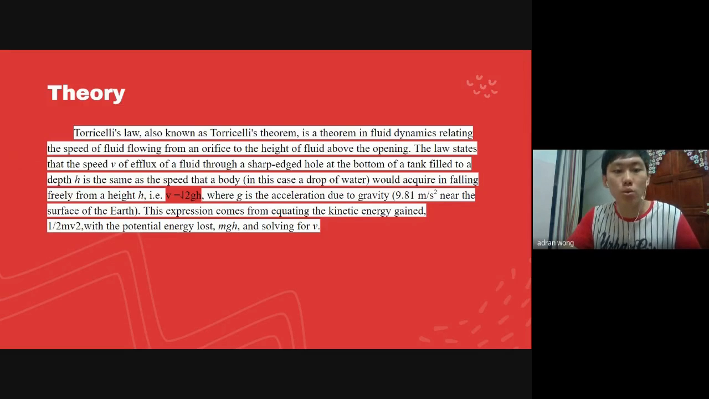Example, v equals the square root of 2gh, where g is the acceleration due to gravity, 9.81 meters per second squared near the surface of the Earth. This expression comes from equating the kinetic energy gain, 1/2 mv squared, with the potential energy loss, mgh, and solving for v.